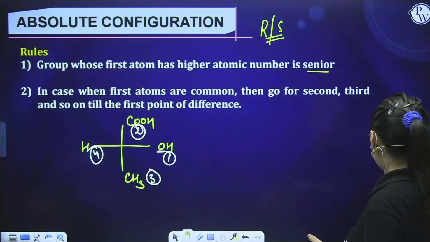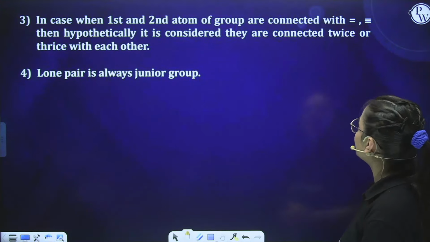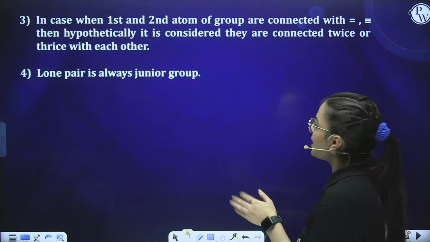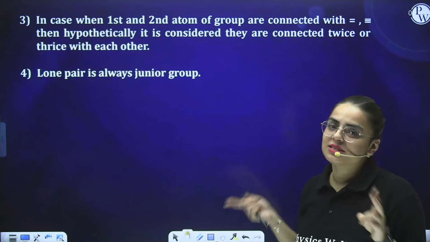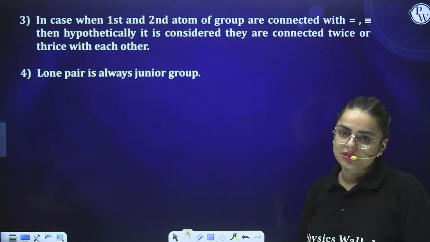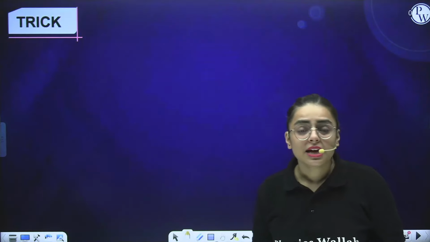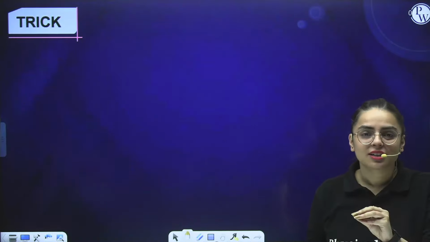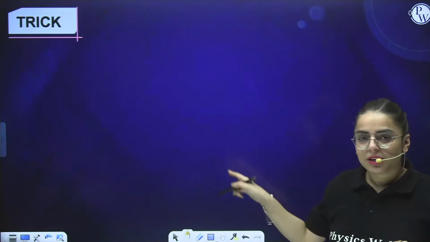If I move forward to the next rule, in case when the first and second atom of the group are connected with double or triple bond, then hypothetically it is considered they are connected twice or thrice with each other, like we did in EZ. We opened up double bond, triple bond. Similarly, we have to do in such a case. And again, lone pair is always the junior group, students. Clear? Now we will move towards the trick section that we need to know. First of all, listen to the trick. On Fisher projection, if fourth group is present on the vertical line, this is the vertical line, this is the horizontal line. If fourth group, you will number 1, 2, 3, 4.